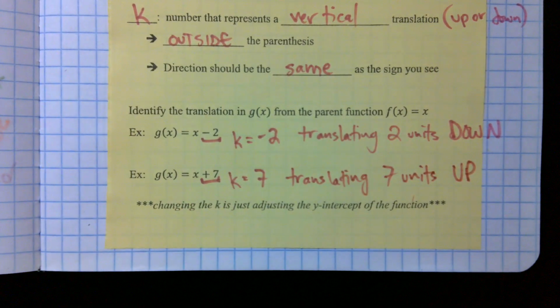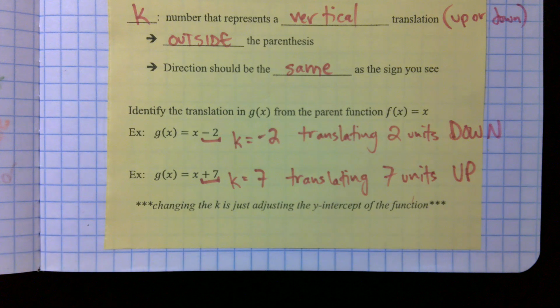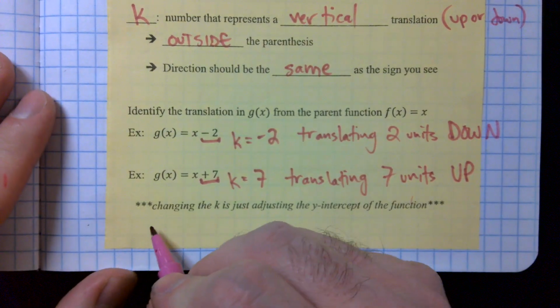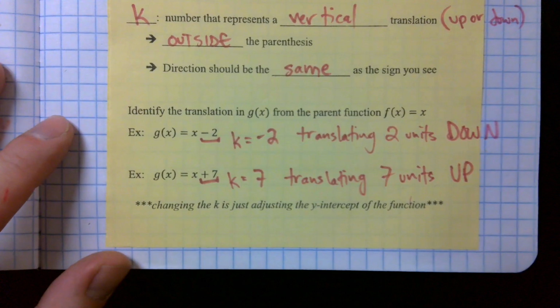Why not to the right? Because it's not inside the parentheses. This is my k. So my k is kind of like my b. Do you guys remember what b stands for? The y-intercept. Well, yeah, my y-intercept is the beginning of my line, so in a way you're right. So k is kind of like b. Changing the k is just adjusting the y-intercept.